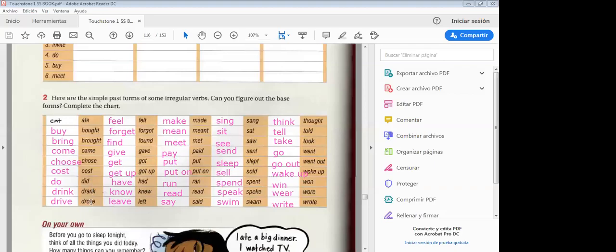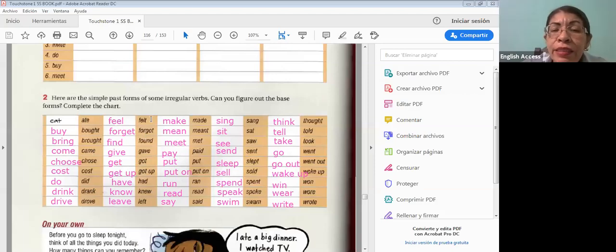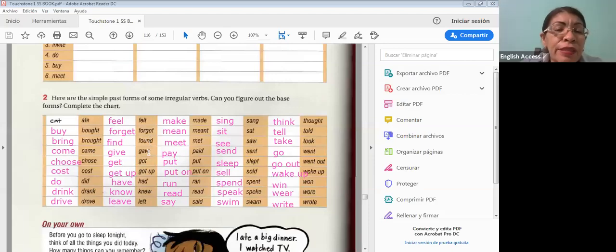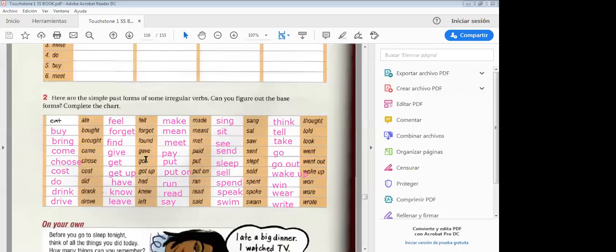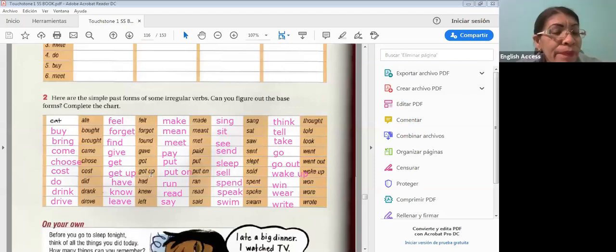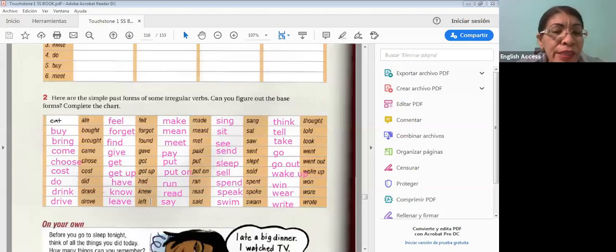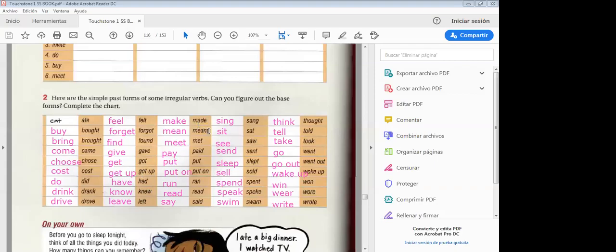Drove, felt, forgot, found, gave, got, got up, had, knew, left, made, meant, met. Okay, one more time, let's start here.